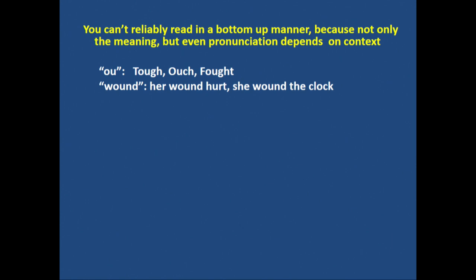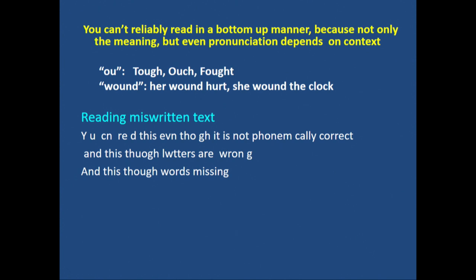You can't reliably read in a bottom-up manner because not only the meaning but even pronunciation depends on context. So, tough, ouch, and fought; her wound hurt, she wound the clock. You have to have the context. Phonemes by themselves do not have a unique sound. Reading miswritten text, you can read this even though it's not phonemically correct, and in this the letters are wrong, and in this the words are missing.